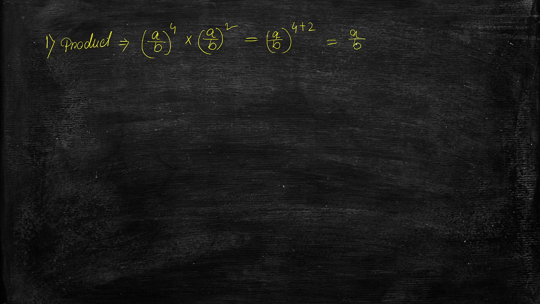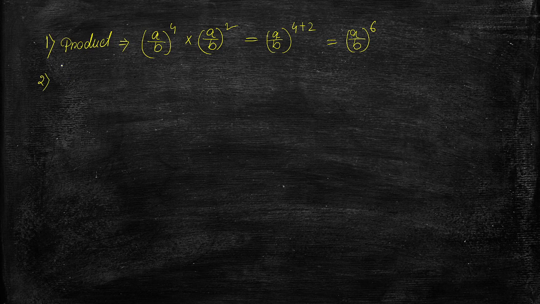So what was the first law? The first law is for product, that means multiplication. If the base is the same, suppose a by b to the power 4 multiplied by a by b to the power 2, then it will be a by b to the power 4 plus 2, that is a by b to the power 6.